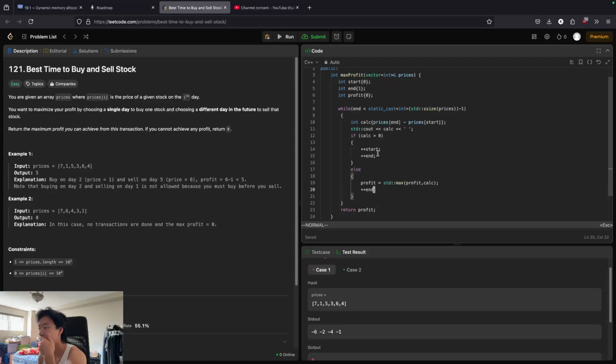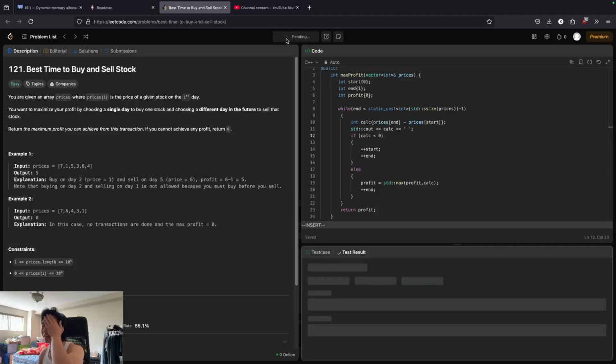Wait a second. They should be printing out the start already. No? Because the first one's negative, right? If the first one's negative, then we should move the start 1, but we're not moving the start at all. So we're still at 0. Oh, it's greater than. Wait, what? Oh, it's less than. Oh my god.